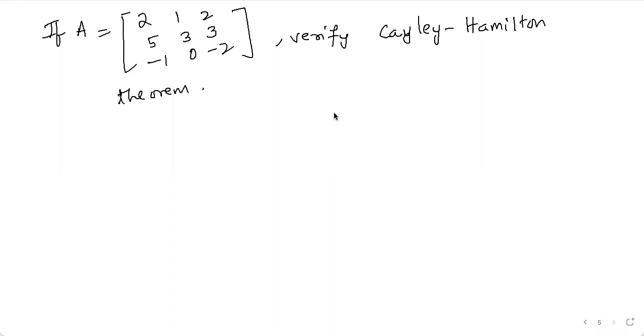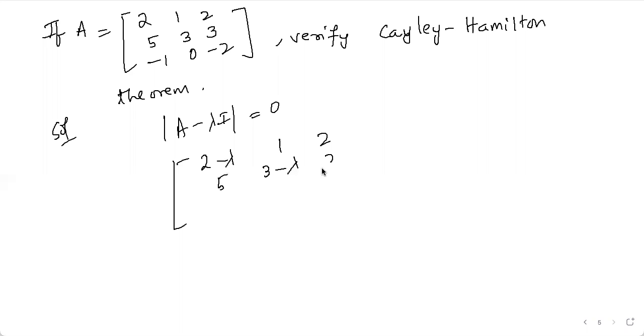Now we'll verify the Cayley-Hamilton theorem. Let's solve this. Now the characteristic equation of A will be A minus lambda I is equal to 0. So let us put that. That would be 2 minus lambda, 1, 2, and 5, 3 minus lambda, 3, minus 1, 0, minus 2 minus lambda, which is equal to 0.